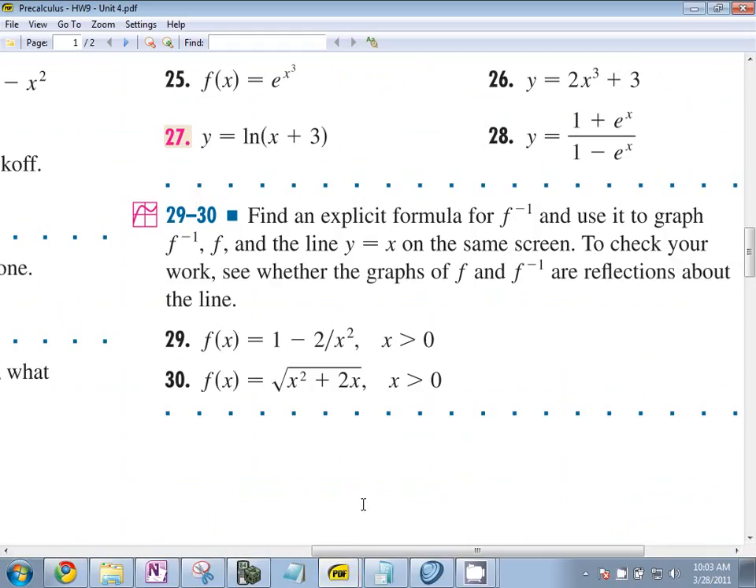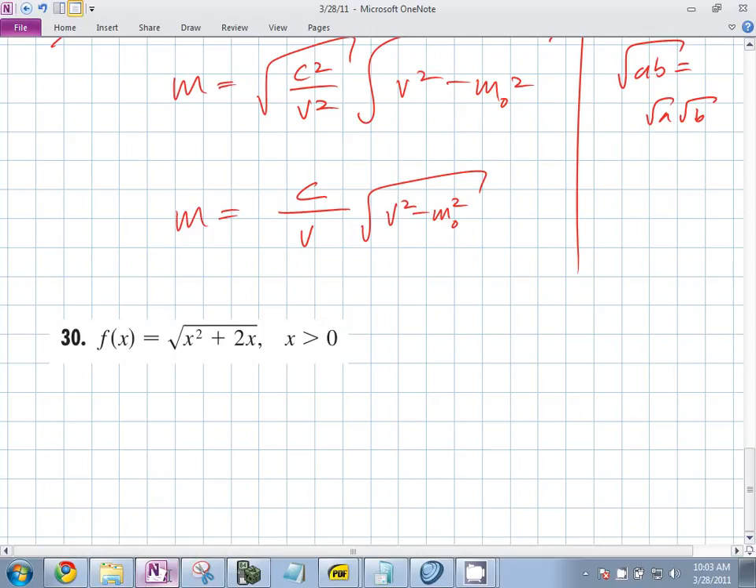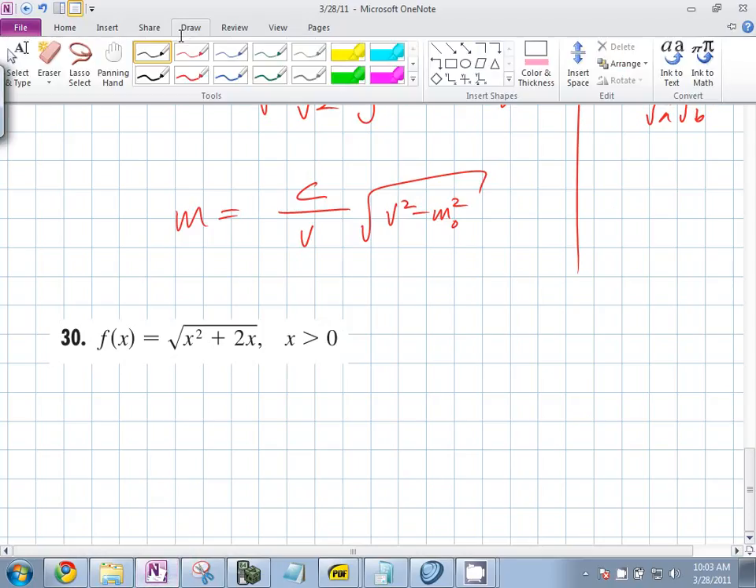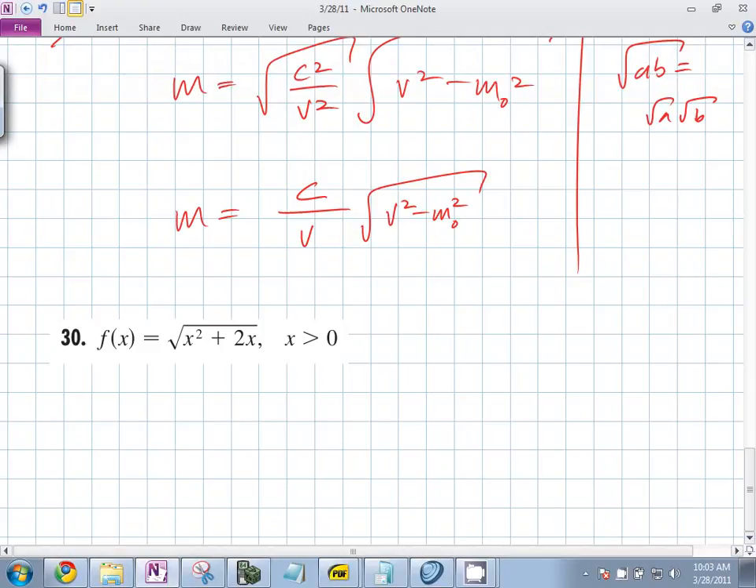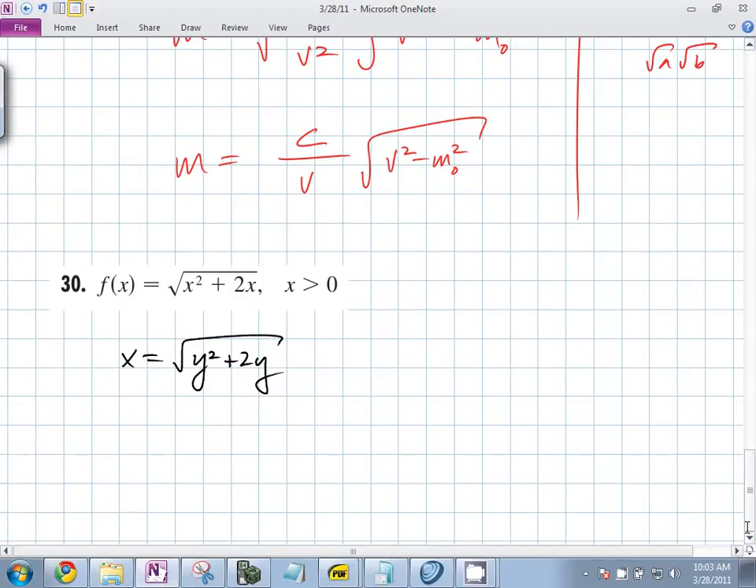Find an explicit formula for the inverse, right? Yeah. And then you're supposed to have both. So what do you do first to find the inverse? To switch the... Excellent. Now what? What's our goal now? Isolate y. That's our goal. What are we going to do first? Square both sides.